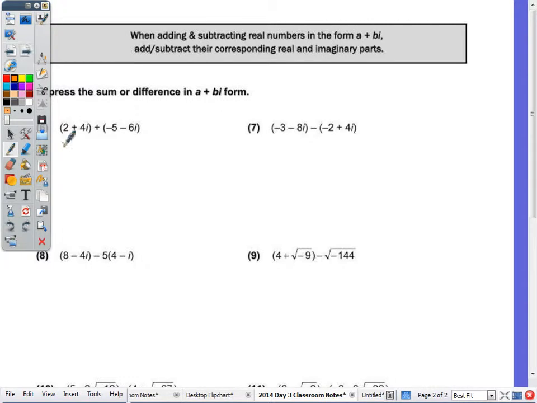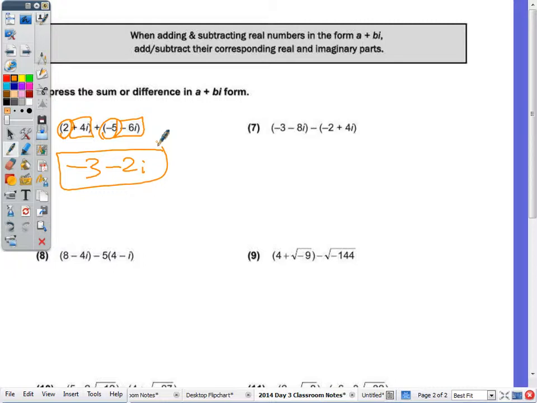So when you're adding, just like you added polynomials, you add the real terms. So what's 2 plus a negative 5? Negative 3. And then add the i terms. Positive 4i minus 6i is negative 2i. No, it doesn't do it? Oh, it does do it. So you can do these on the calculator, and it'll tell you the answer if you want to double check.